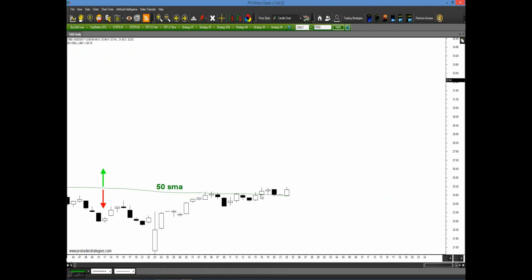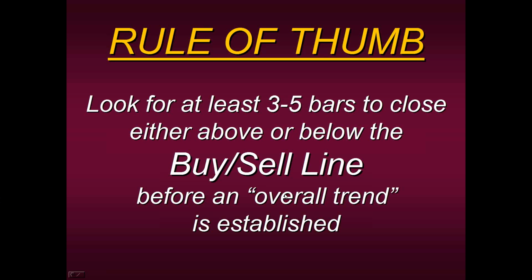But what happens right here? We start to have consecutive closes above. 1, 2, 3, 4, 5 closes above. So here's the rule of thumb. Look for at least 3 to 5 bars to close either above or below the buy-sell line before an overall trend is established. Remember, just one close above does not give you the identification process of saying, wow, well, Steve said we close above, so I guess I should look for buy setups. No, you need at least 3 to 5.